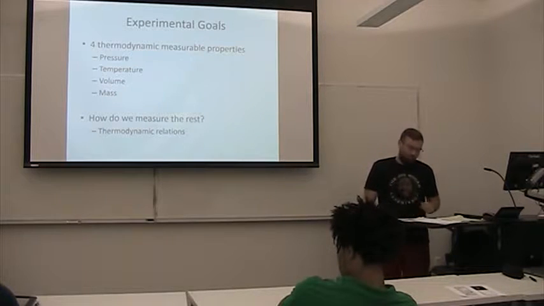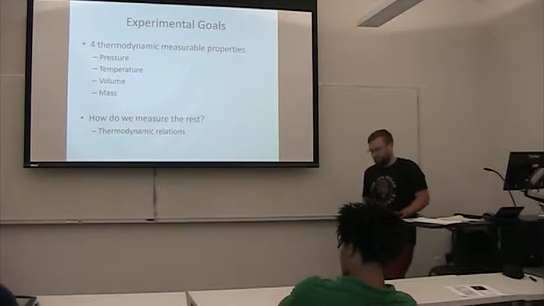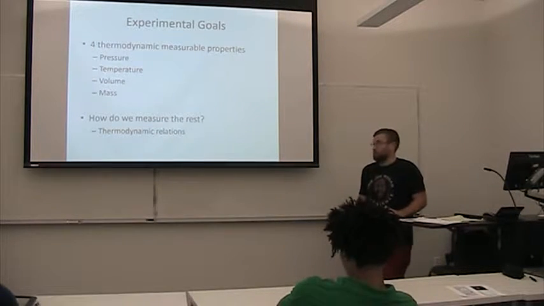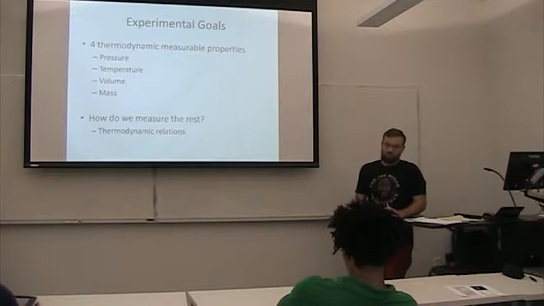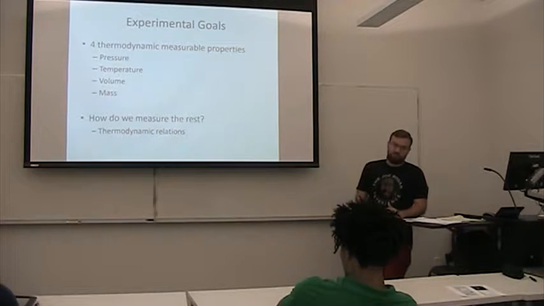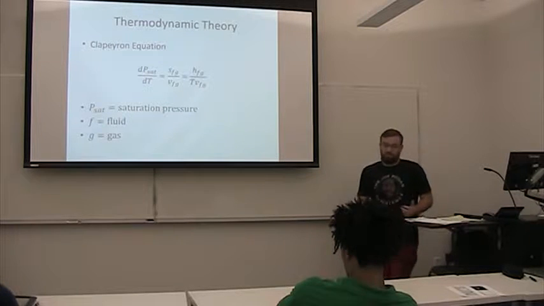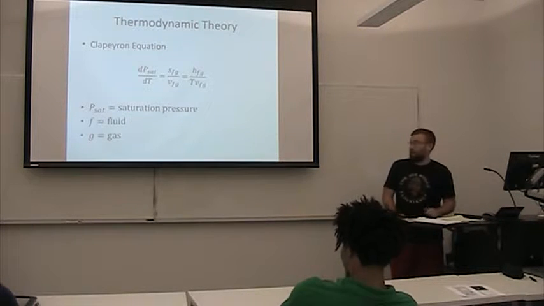So the experimental goals here are going to be to find properties that you cannot measure directly. In thermodynamics, there are 4 basic properties that you can measure: pressure, temperature, volume, and mass. But then you also have enthalpy, entropy, a couple other different things. So how do you get to those values, those properties? You develop thermodynamic relations to get them based off of what you already have.